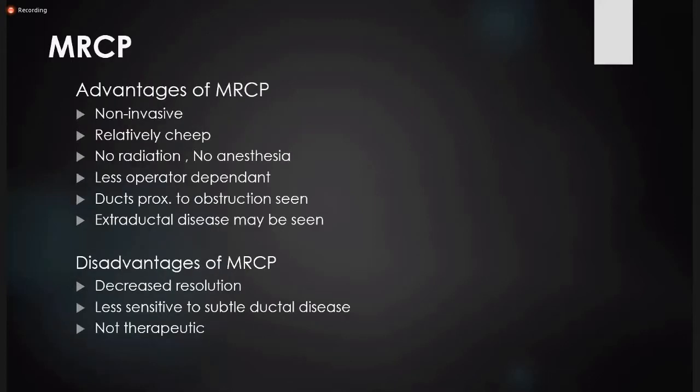Advantages of MRCP are: it is a non-invasive technique, it is relatively cheap, no radiation is given, no anesthesia is given, it is less operator dependent, as ultrasound is a very operator dependent study. Ducts proximal to obstruction are seen. In ERCP, you cannot see ducts proximal to obstruction. Any extraductal disease can also be seen. If there is a lesion in the liver, pancreas, or anywhere in the abdomen, you can see it in MRCP.